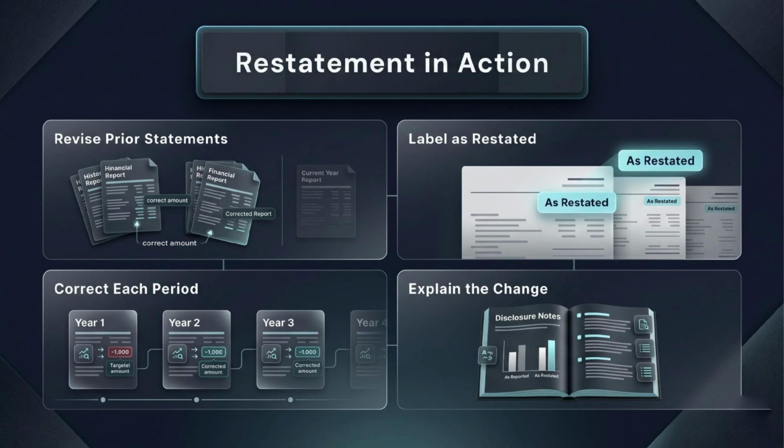This is why restatement is a special word. It signals that the old numbers were not reliable as originally issued. We should not use the word casually. In ASC 250, restatement is connected to prior period error correction, not every accounting change.